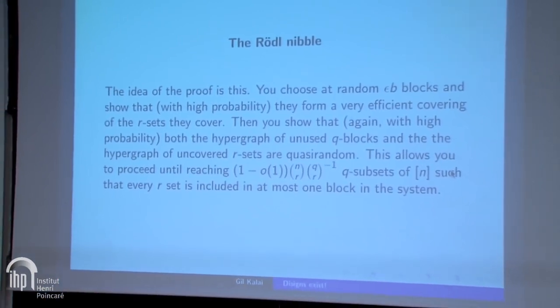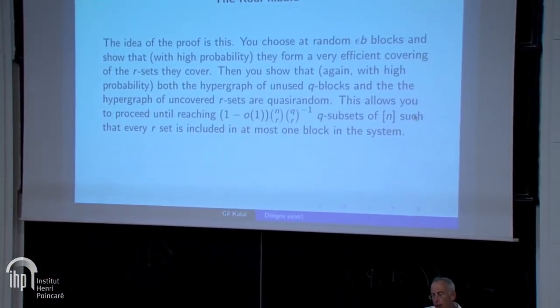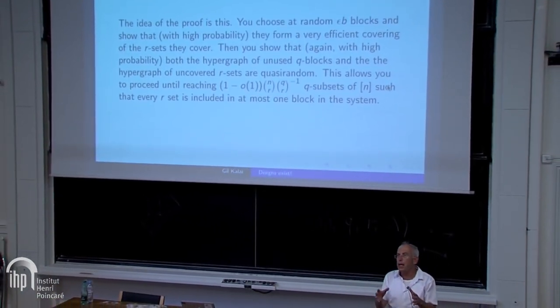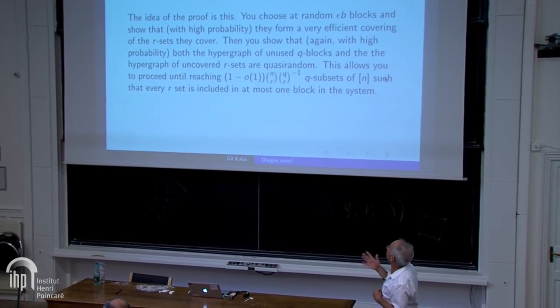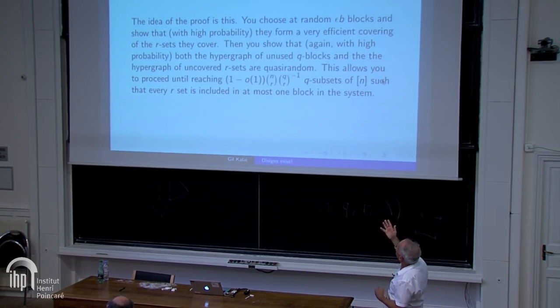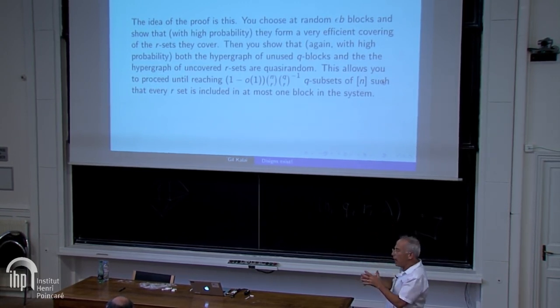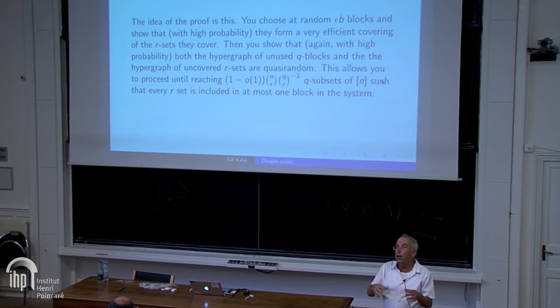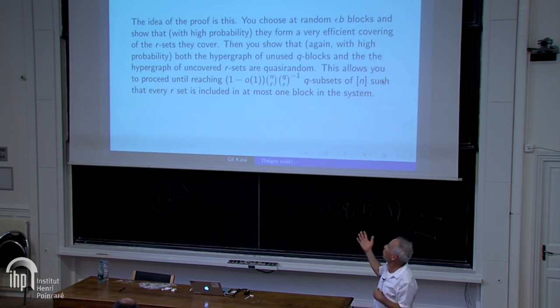number of sets of size q, so that these sets cover the sets of size r in a very good way. So every set of size r is covered once, and you show that with high probability, the sets of size r which are covered have quasi-random behavior. The sets of size r which are not covered also have a quasi-random behavior. And also the sets of size q which are chosen have a quasi-random behavior.